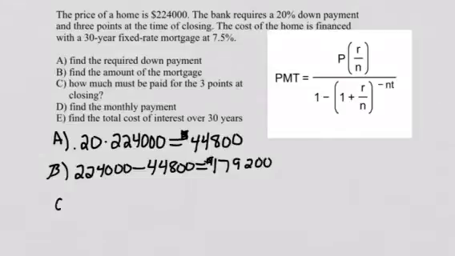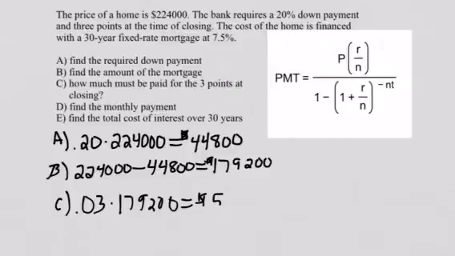So now part C says, find how much must be paid for the 3 points at closing. So 1 point represents 1% of the mortgage amount. So 3 points in this case would be 3%, or 0.03, of the mortgage amount, which is $179,200. And so when we multiply those together, we get $5,376.